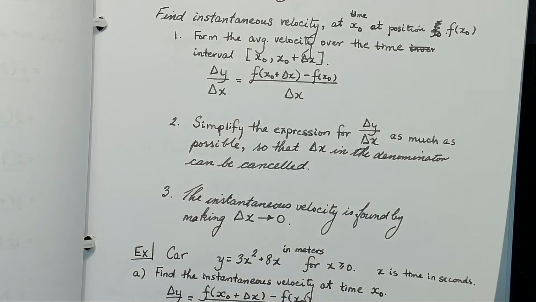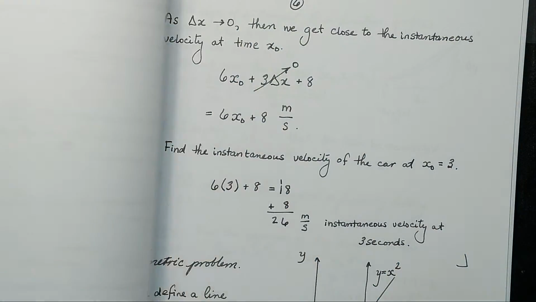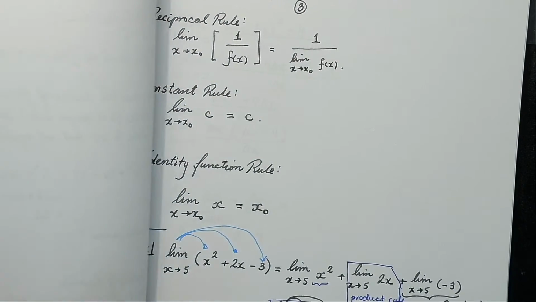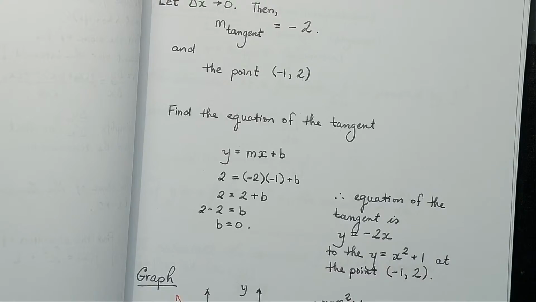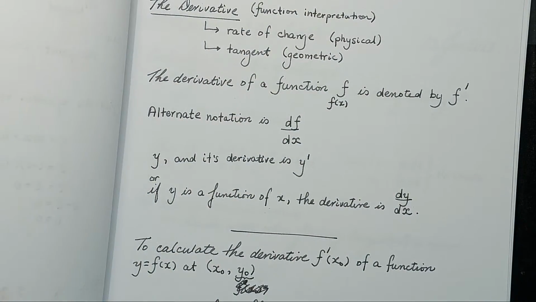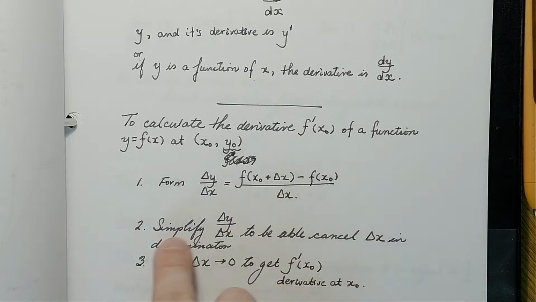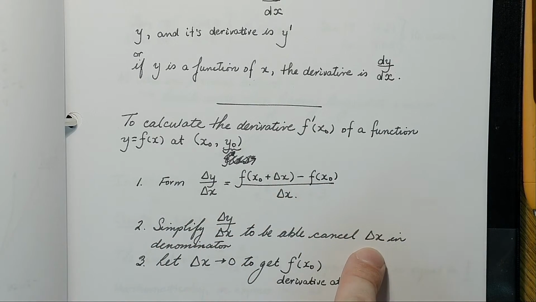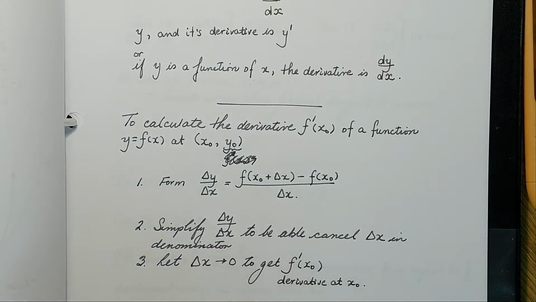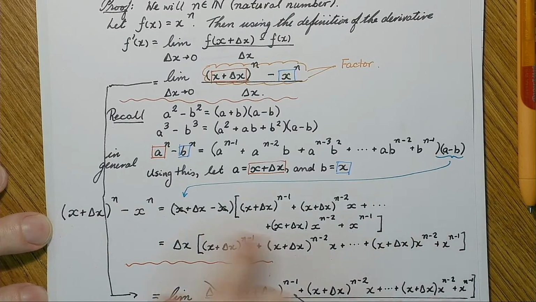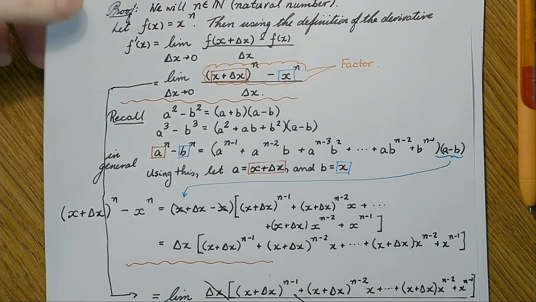Let me just pop over here. Which was, again, for calculating the derivative, simplifying it as much as possible so that we could cancel out that delta x, and then letting that delta x go to 0, and that's how we got our derivative. So again, this was kind of the secret sauce that makes it work.